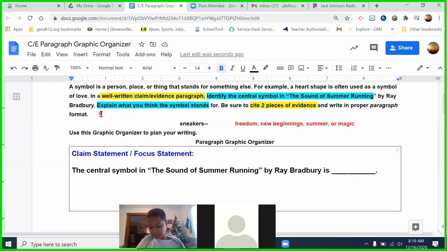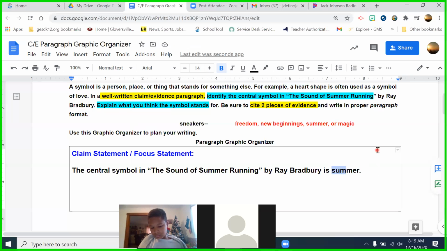You have to explain what the symbol stands for. So I need another part of my claim statement. So you could say, okay, I'm sorry, I should have just filled this in with the sneakers. Sorry, I was ahead of myself. Okay, Summer is the one that I'm going to pick.